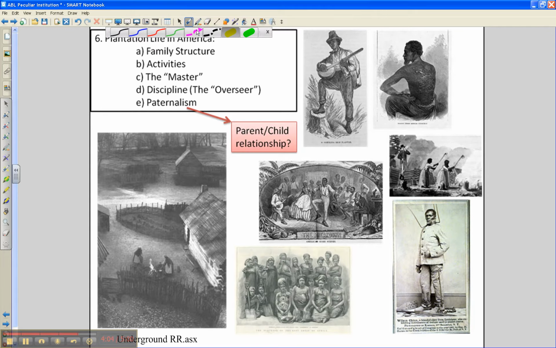Life on the plantation was very different than what we typically think of. There was a family structure. There were actually activities. Music was very important. We had the master. That's the person that owned the plantation, but we also had somebody in charge of the discipline. That would be the overseer. And then we also had this intangible thing known as paternalism, really a parent-child relationship between slave and master. But the bottom line is life on the plantations was very different. It was unique.